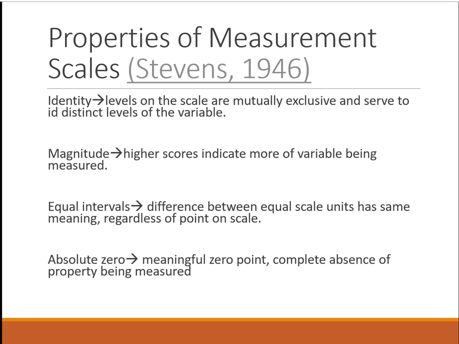And the property of absolute zero means that it has a meaningful absolute 0 point. Actually, by meaningful 0 point, it doesn't just mean that the 0 point has meaning. It means that the 0 point represents the complete absence of the property that's being measured. So 0 truly means the complete absence of whatever is being measured.